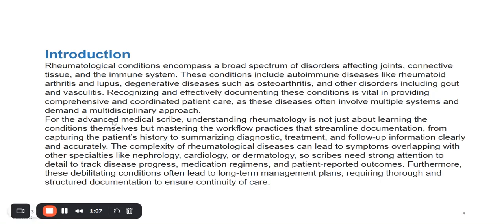For the advanced medical scribe, understanding rheumatology is not just about learning the conditions themselves, but mastering the workflow practices that streamline documentation, from capturing the patient's history to summarizing diagnostic, treatment, and follow-up information clearly and accurately. The complexity of rheumatological diseases can lead to symptoms overlapping with other specialties like neurology, cardiology, or dermatology. So scribes need strong attention to detail to track disease progress, medication regimens, and patient-reported outcomes. Furthermore, these debilitating conditions often lead to long-term management plans requiring thorough and structured documentation to ensure continuity of care.